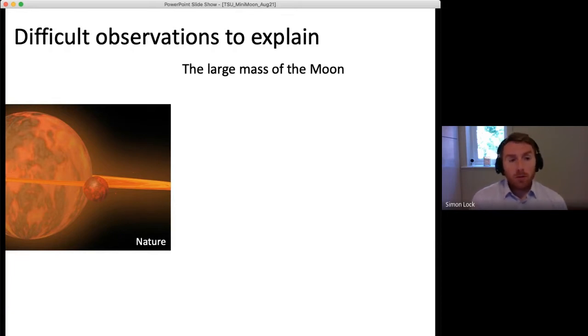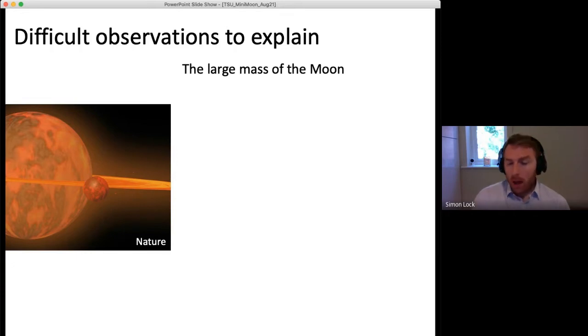Of all of the planet-moon systems in the solar system, the moon has the largest mass fraction, apart from Pluto and Charon. But Pluto is no longer a planet, so we don't have to talk about that. It's more of a companion. But particularly in terms of an impact-generated companion, the moon is huge, 1% of the mass of the Earth. And it's really difficult to get that amount of mass into orbit.